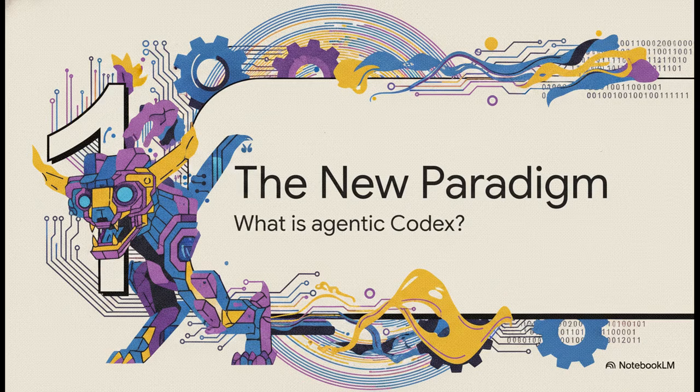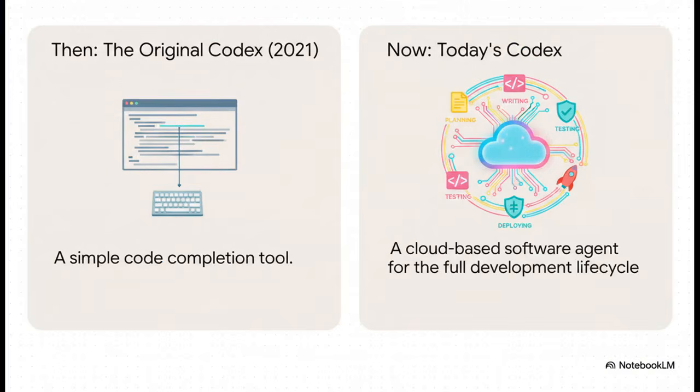Look, to really get a handle on today's Codex, you have to forget everything you might remember from a few years back, because it is a completely different beast now. The name might be the same, but trust me, the game has fundamentally changed. You see, the original Codex back in 2021, it was basically the world's best autocomplete. I mean, it was amazing for its time, but that's what it did.